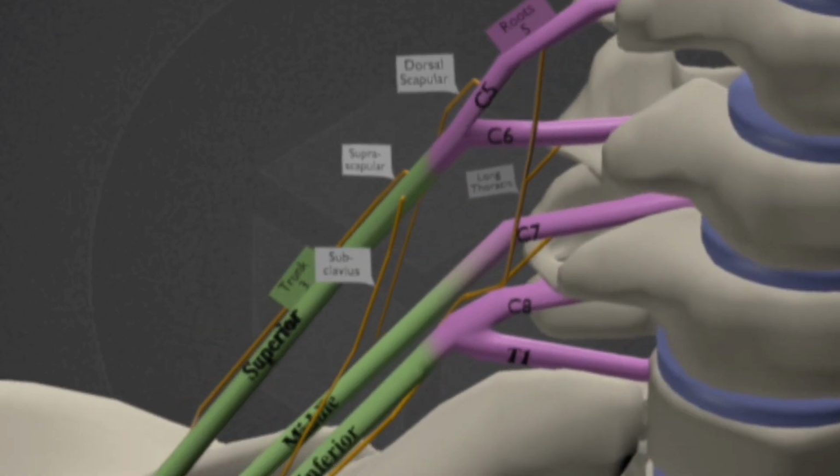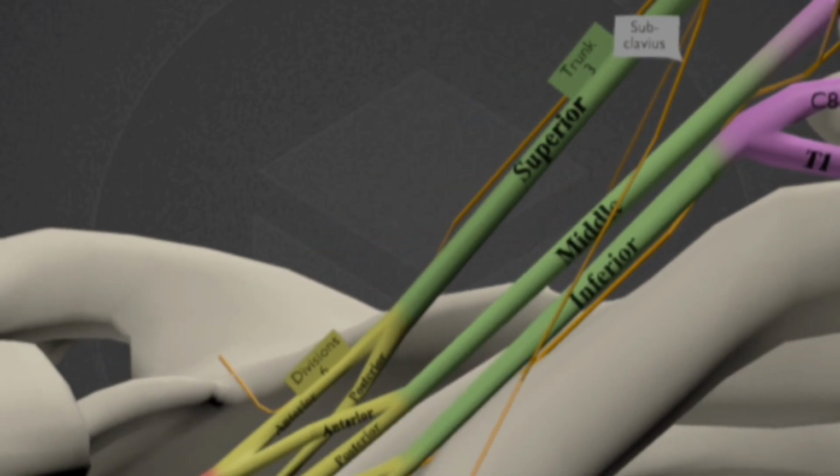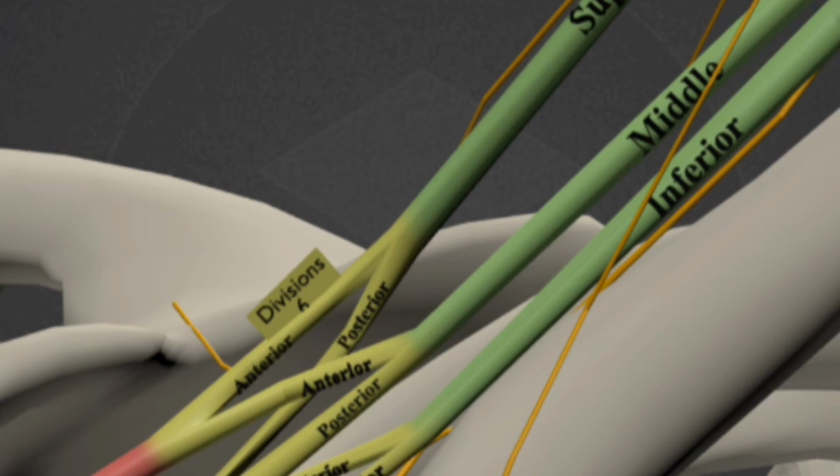So here it is clear that C5 and C6 roots combine to form the superior trunk or upper trunk. C7 itself continues as the middle trunk. The C8 root and T1 root continue to form the inferior trunk or lower trunk. So these trunks continue as divisions. Each trunk, superior, middle and inferior, is again divided into anterior and posterior.